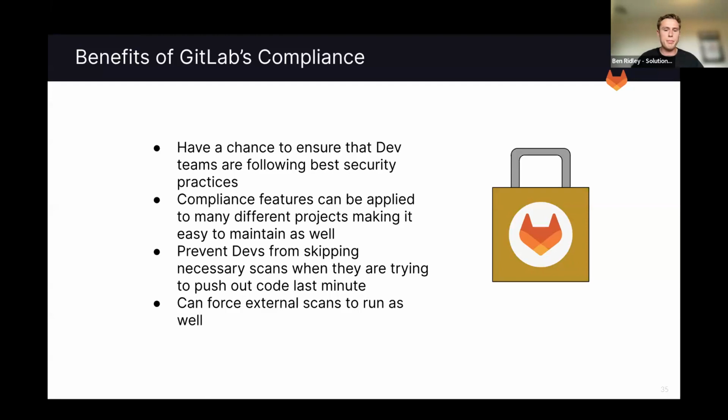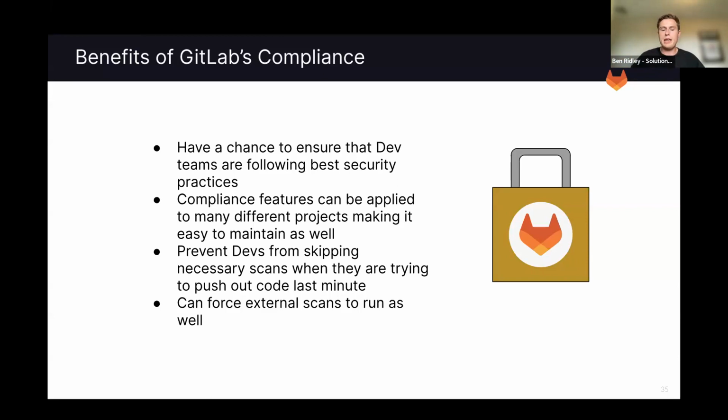You can easily maintain different compliance frameworks and labels. As I mentioned, some projects might require higher levels of compliance than others. GitLab makes it easy to manage that at scale. You can prevent developers from skipping necessary scans when they're trying to push out code at the last minute. So if you have some heroes going off and pushing code out and not worrying about the security quality practices that you might be trying to apply, this prevents that from happening.